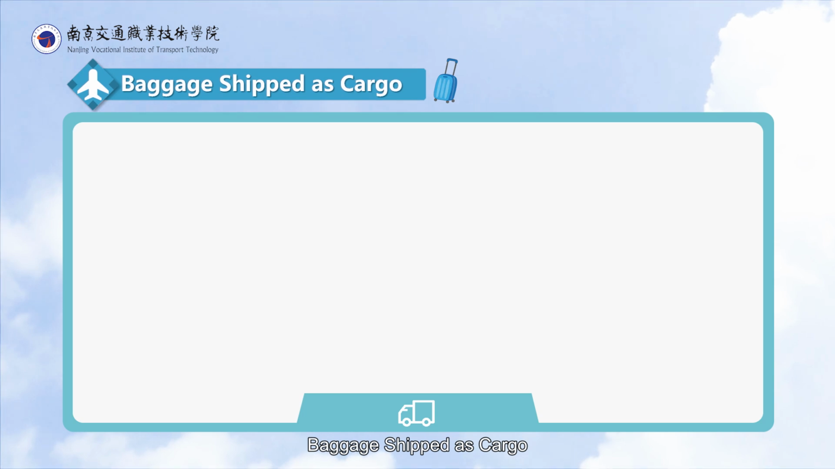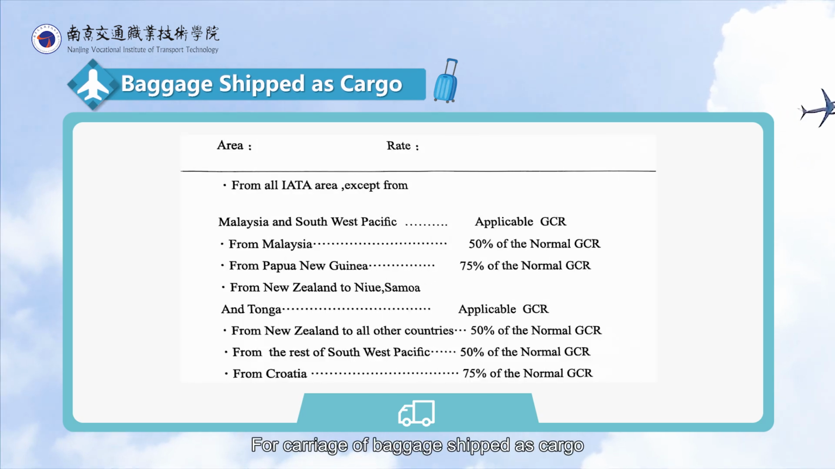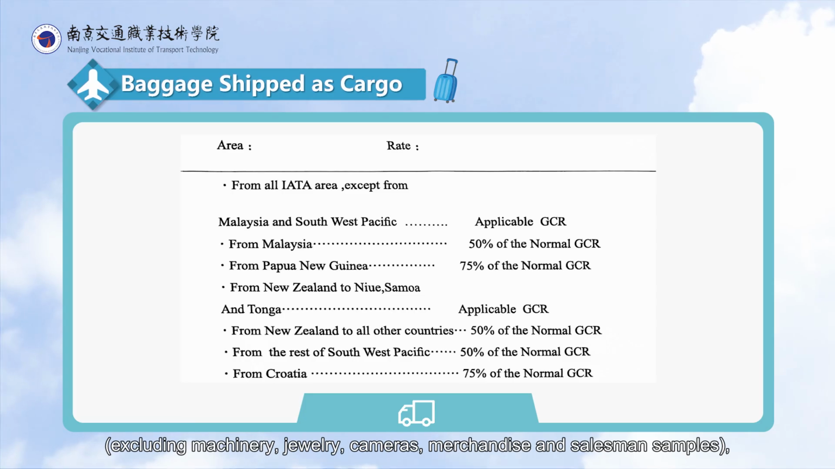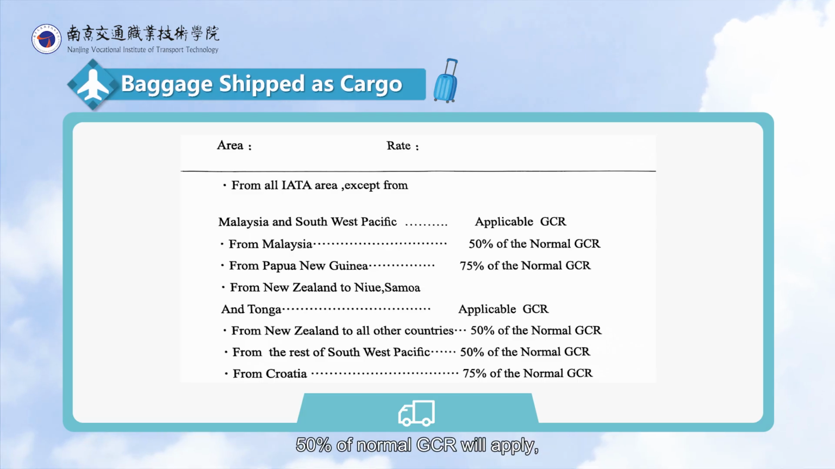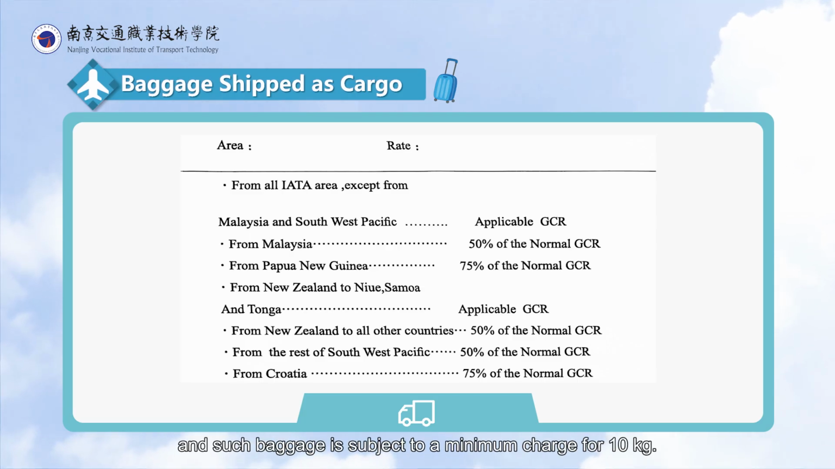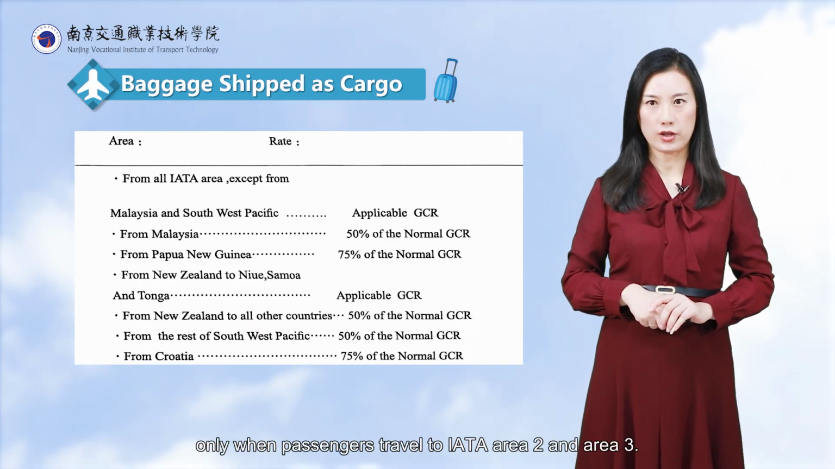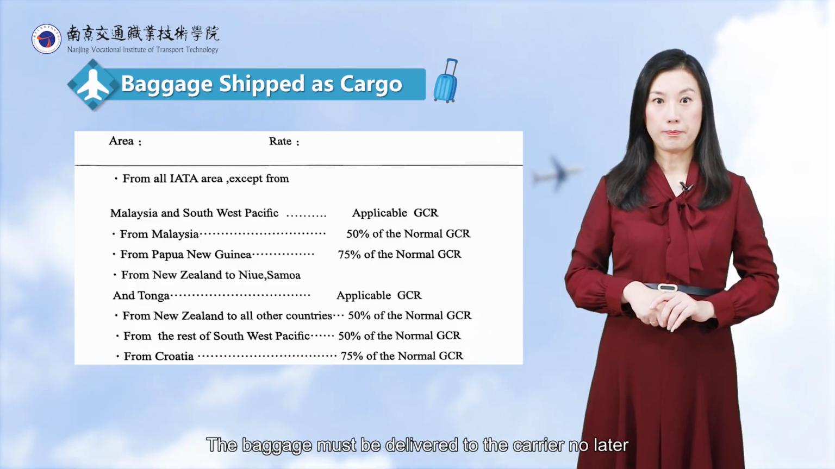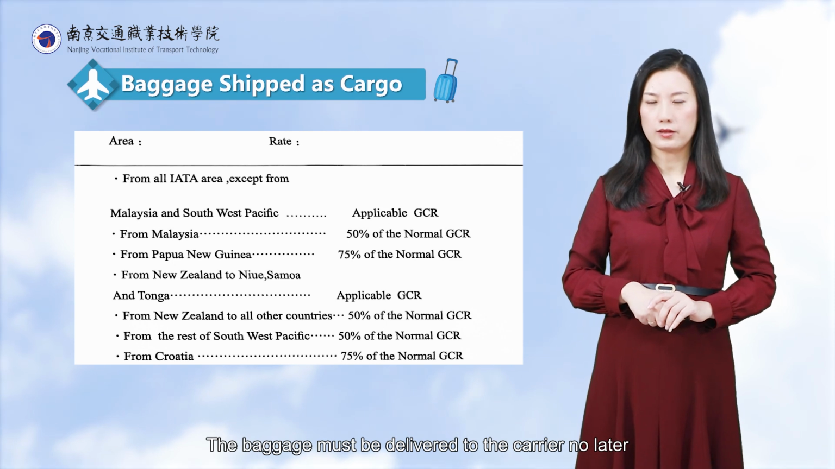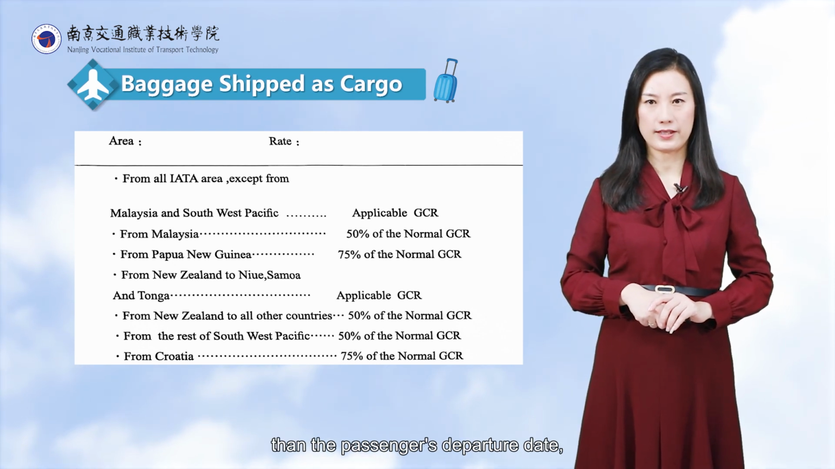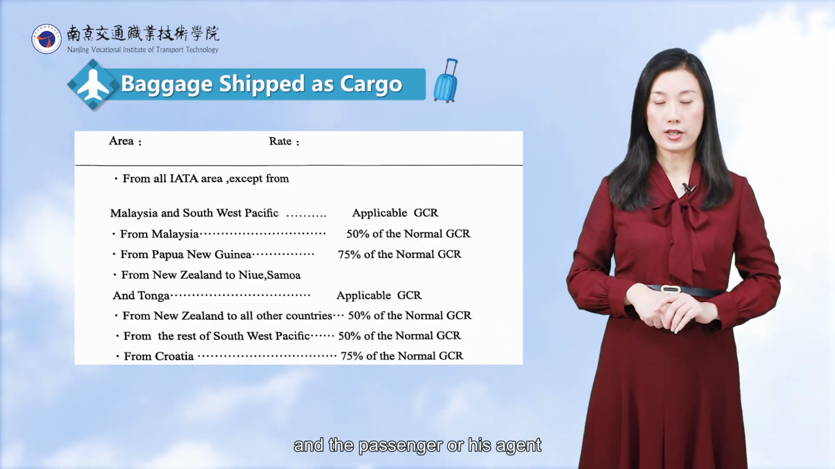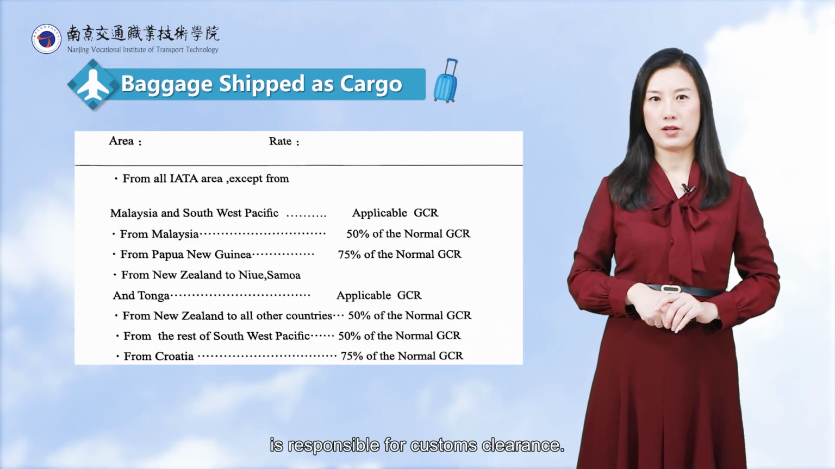Baggage shipped as cargo. For carriage of baggage shipped as cargo, excluding machinery, jewelry, cameras, merchandise, and salesman samples, 50% of normal GCR will apply, and such baggage is subject to a minimum charge for 10 kg. This rate is applicable only when passengers travel to IATA Area 2 and Area 3. The baggage must be delivered to the carrier no later than the passenger's departure date. The passenger or his agent is responsible for the customs clearance.